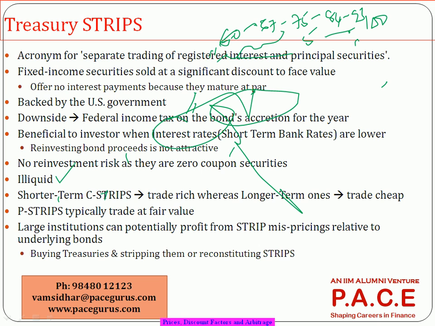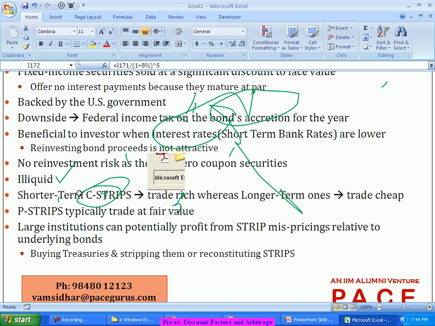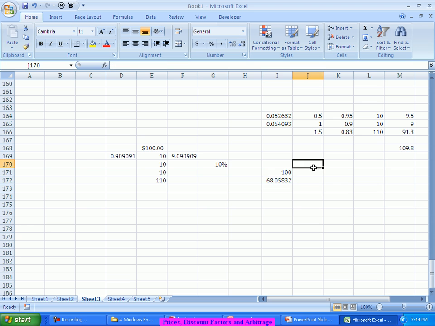And yeah, short term coupon strips will trade at a richer price. So if you see a coupon strip of 100 maturing in 1 year, that will probably be trading at 92.